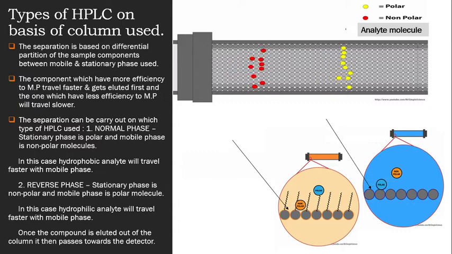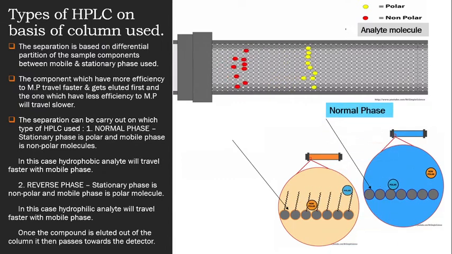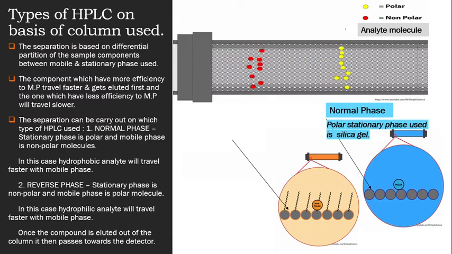The separation can be carried out depending on which type of HPLC is used. First is the normal phase HPLC, where the stationary phase is polar and the mobile phase is a non-polar molecule. Just see the diagram. Over here, the polar stationary phase used is silica gel. In this case, the hydrophobic analyte will travel faster with this mobile phase.